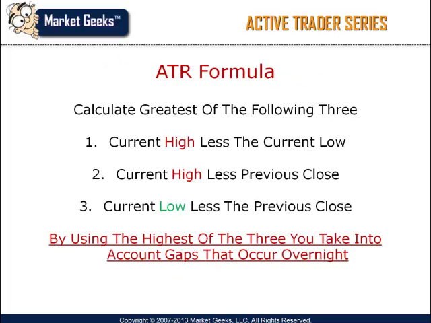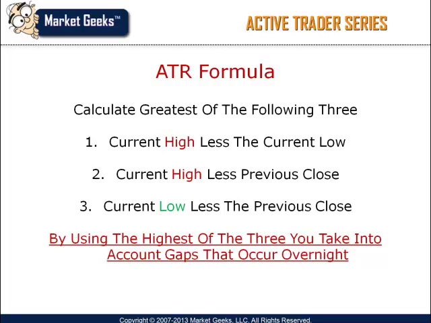The formula for the ATR is very simple. Wilder started with the concept of true range. This is defined as the greatest of the following. Method 1, current high less current low. Method 2, current high less previous close. Method 3, current low less the previous close.